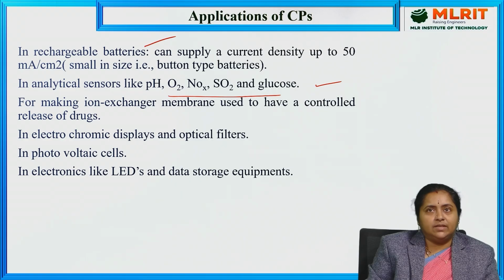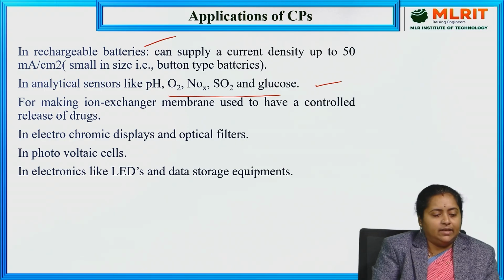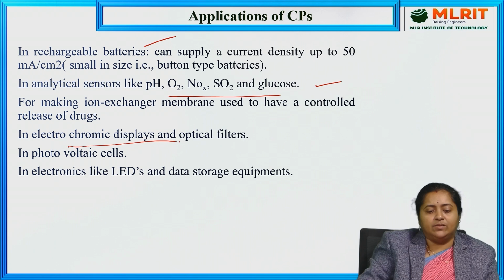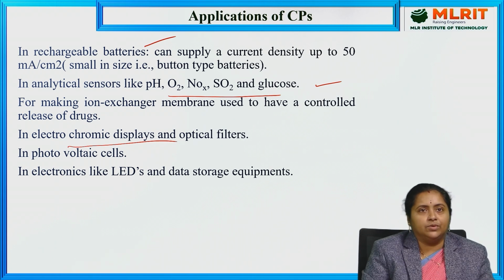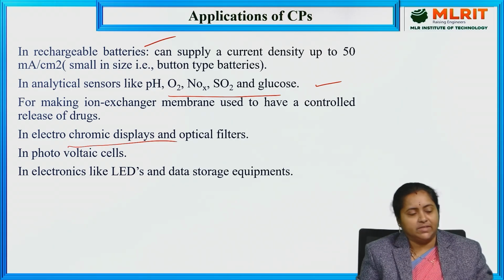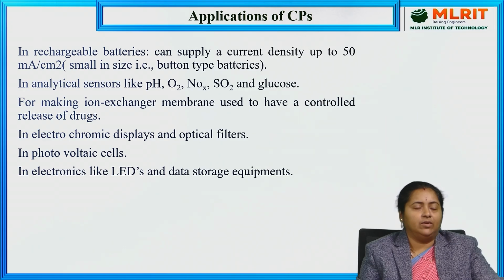In that also these have applications as a source of electrical energy, and also in making ion exchange membranes, which are used to have a controlled release of drug. In the manufacturing of ion exchange membranes also, these have applications. And then in electrochromic displays and also in optical filters. And also in the manufacturing of photovoltaic cells, and also in electronic goods like LEDs and data storage equipments. In all these things, conducting polymers have a lot of application.